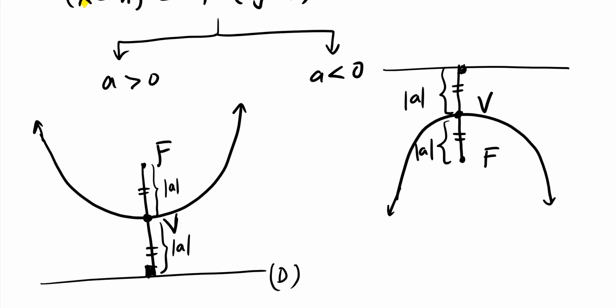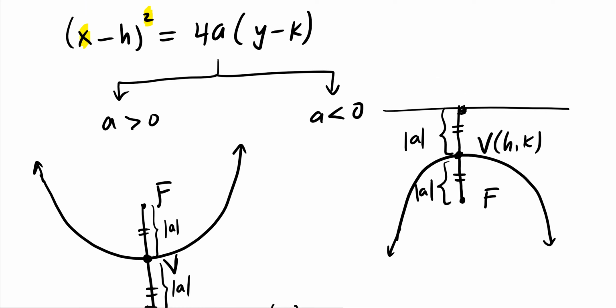Let's look at an example. Just so you know, (h, k) is always the coordinates of the vertex. H goes with x and k goes with y. Do you see how x minus h and y minus k always go this way? The focus is always inside the parabola, not outside.